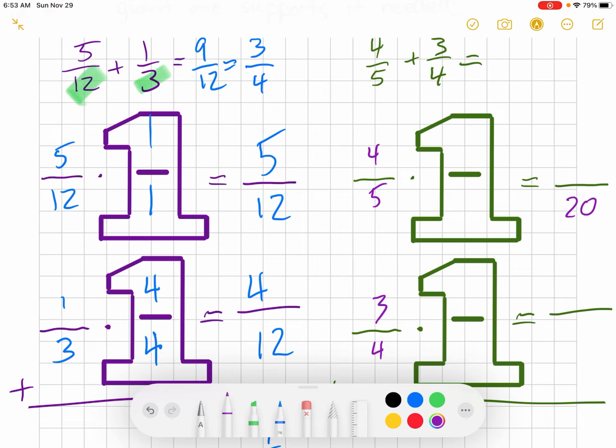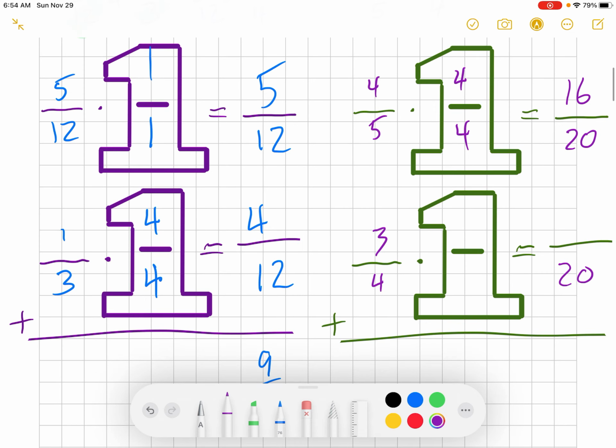So I need the 20 here and I need a 20 here. 5 times 4 is 20. This has got to be 4 over 4. So 4 times 4 is 16. And then the bottom one, 4 times what number is 20? That's 5, right? To be a giant one, that has to be 5. So 3 times 5 is 15.